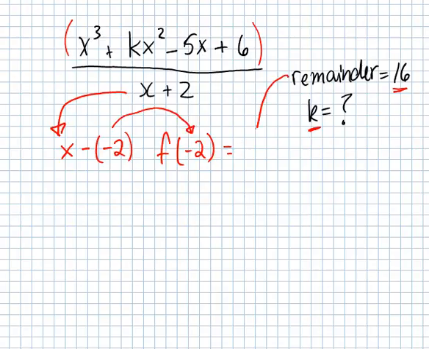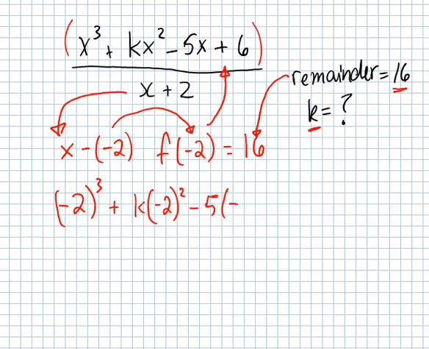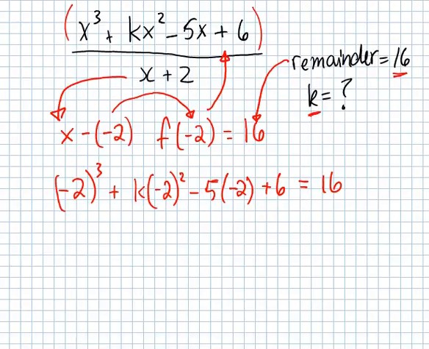Except this time, we know what the remainder is. We know the remainder is going to be 16. So all we have to do is figure out what f of negative 2 would be in this function up here. I'm going to write out f of negative 2: negative 2, don't forget to put it in brackets, cubed, plus k times negative 2 squared, always substituting in negative 2 for x, minus 5 times negative 2 plus 6, and that's all going to equal 16. We have some pretty heavy-duty simplifying to do here.